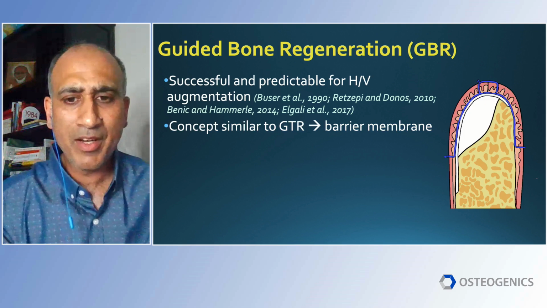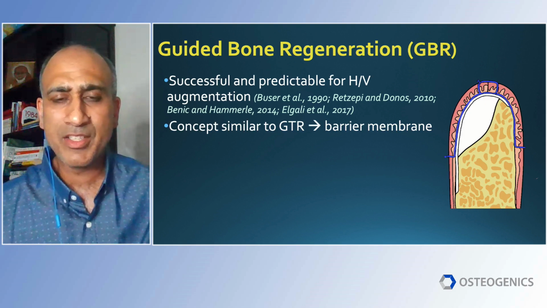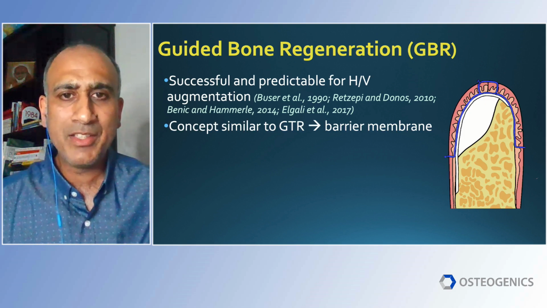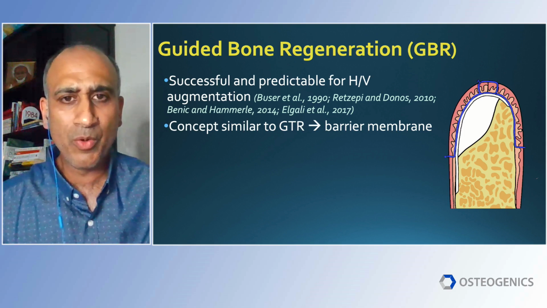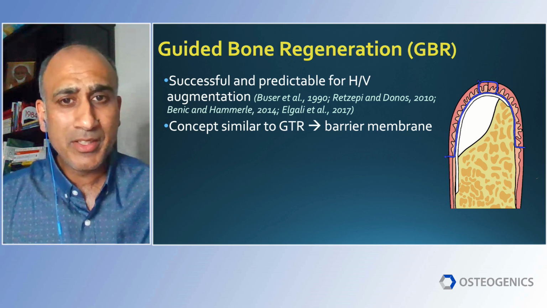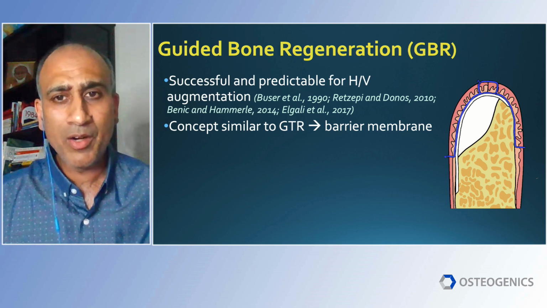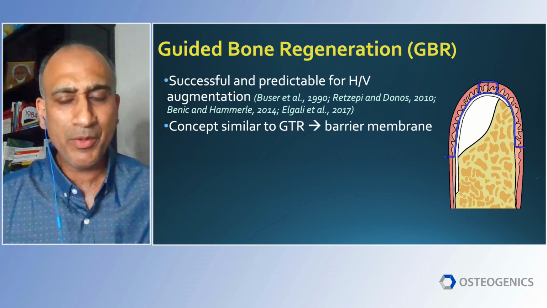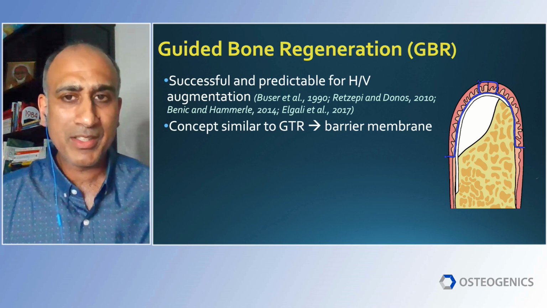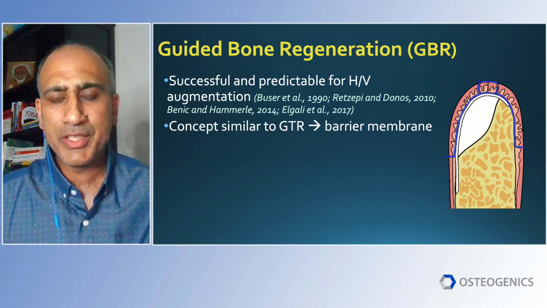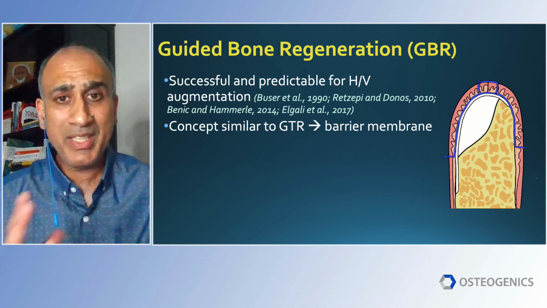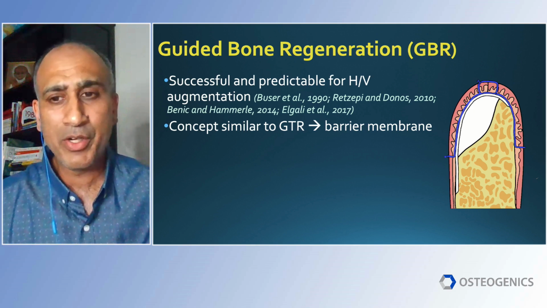So the concept of GBR is very similar to the concept of GTR, which is guided tissue regeneration around teeth. Now with GTR, we're trying to regenerate cementum, periodontal ligament, and alveolar bone, 3 distinct tissues. With GBR, we're just trying to regenerate bone. So in theory, it should be easier, maybe less complicated, less complex than GTR. And the central piece to a lot of this is by using the barrier membrane.